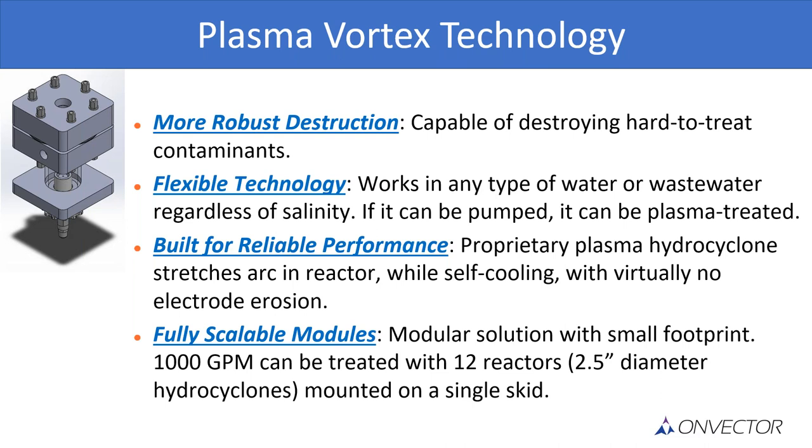So electrolysis, delivering electricity to water, is easy, but igniting lightning and fire reliably as a plasma solution is actually quite hard. We've overcome this through a proprietary method, and we've also integrated a stretching method to increase the exposure of plasma and residence time in the water, which is also self-cooling, so there's little or no electrode erosion. And it's also a reliable, scalable solution. So just imagine a 2.5-inch diameter reactor of a hydrocyclone that can flow 90 gallons a minute. And you're able, with just 12 reactors on a single skid, to scale up to 1,000 gallons a minute.